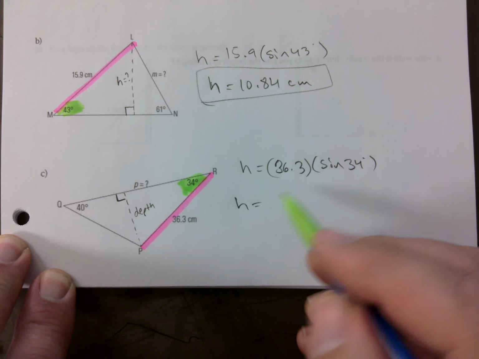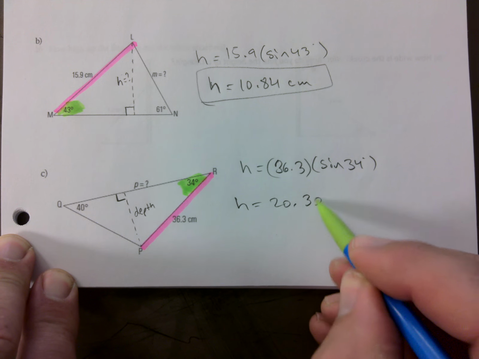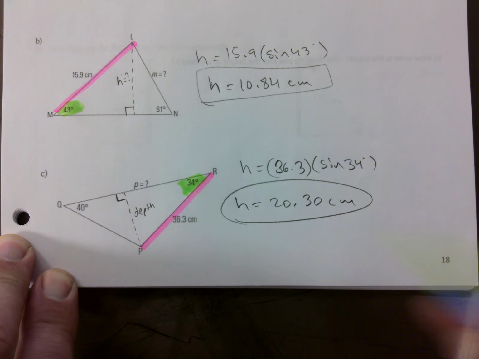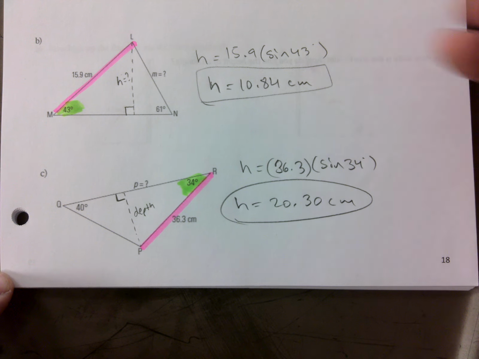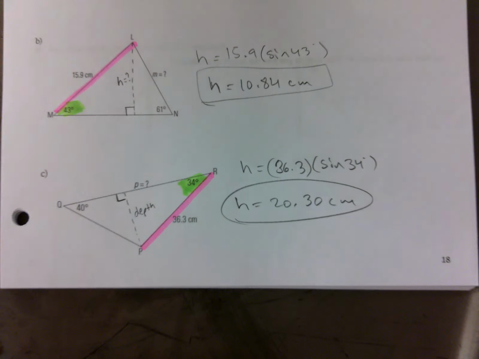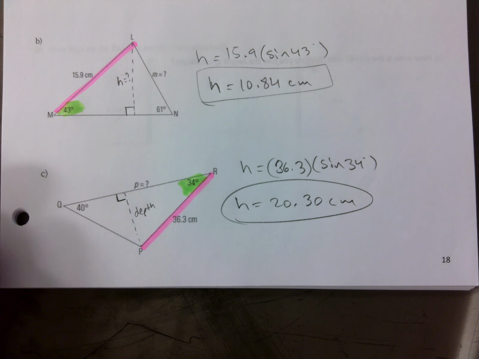So if you multiply that out, you get 20.30 centimeters. In this case, it's all centimeters. Oh no, we had meters on the top. Forgot to put meters down. So there you have it.